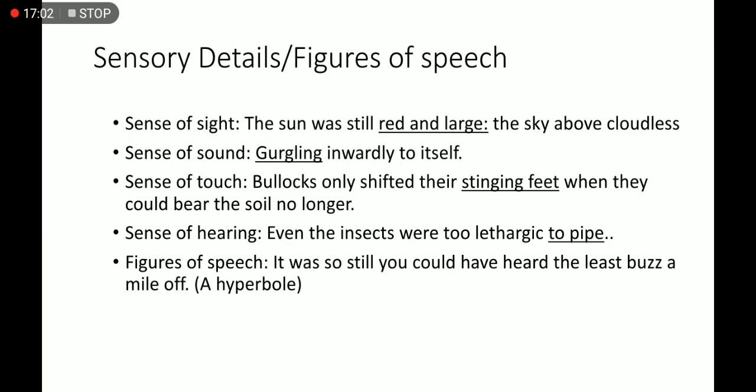So sense of sight, the sun was still red and large, and the sky above was cloudless. So when you look at the words red and large, that gives you a clear image of what the sun looked like. So this is appealing to the sense of sight. Similarly, when it says gurgling inwardly to itself, it talks about a body of water that gurgled inwardly to itself. It was inside the water, under the earth, and then it gurgled. Gurgle is like, you can imagine the sound that we produce when gurgling water in our own throats. So once again, the word gurgle appeals to the sense of sound.